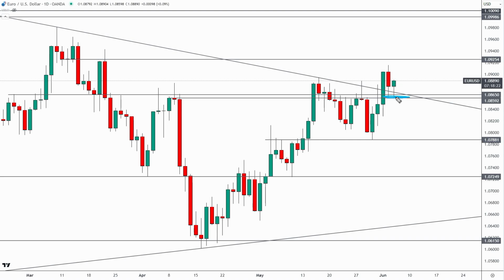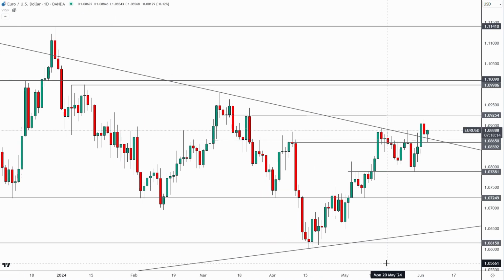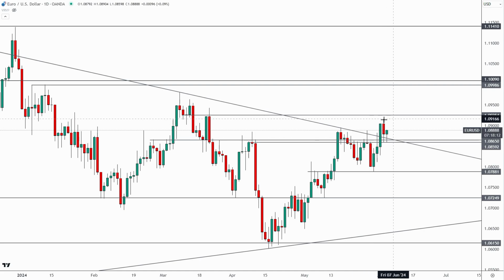Okay, so as long as it's above this, though, this is technically bullish, right? We have a confirmed breakout. We have the market holding above it for a couple of days here. So technically speaking, this is a bullish breakout. Okay, so we have to respect that fact.